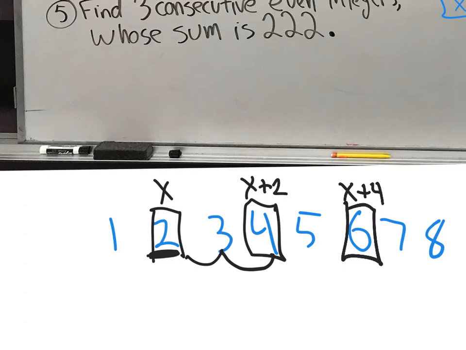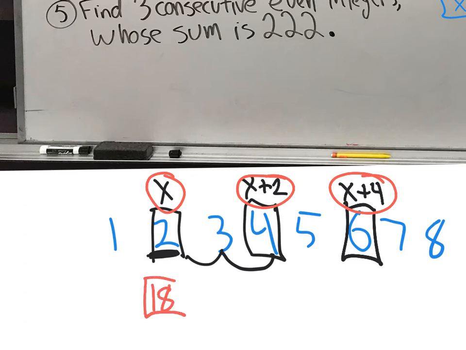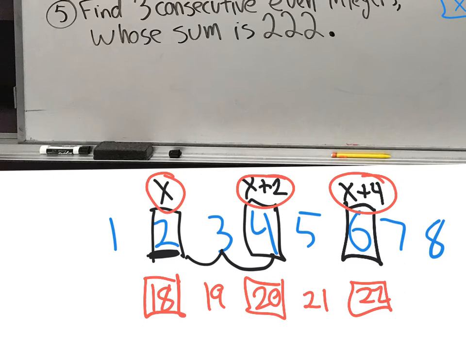Now, this x plus 2, this x plus 4, works for any consecutive even numbers. Like you could be talking about 18. If x is 18, then the next even number, 19, 20, is going to be 18 plus 2. Then the next even number, 21, 22, is going to be 18 plus 4. Are you guys understanding what I'm explaining? I'm saying that x, x plus 2, and x plus 4 represent any consecutive even numbers.